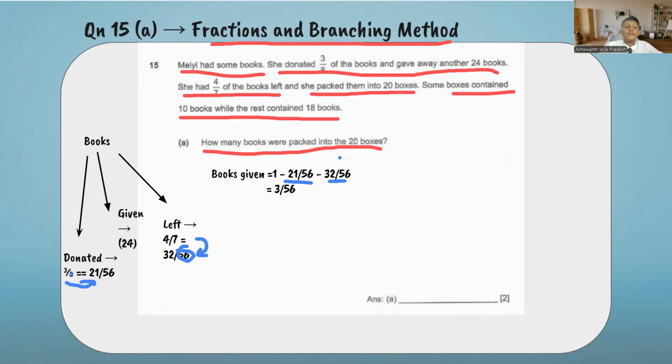So let's add that to the diagram. Now we know that 3 units is 24. So 1 unit is 24 divided by 3, which is 8. And 32 units is 8 times 32, 256. So this is your answer for part A.